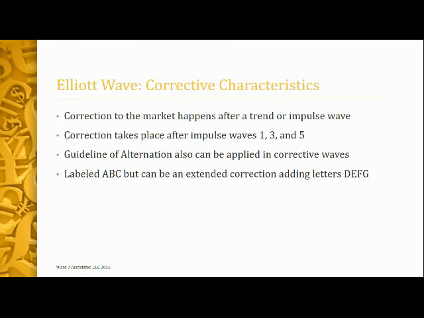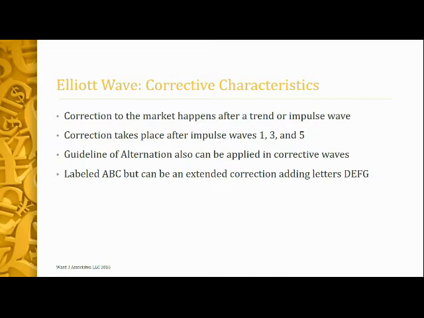Okay. Now, when you get into the corrective phases of the market, correction happens after a trend or impulse wave. So after you see the market trending for a while, let's say in an uptrend, the correction is going to trade against that trend. It's going to be a bearish short little trend. Okay. Correction takes place after impulse waves 1, 3, and 5. So wave 2 and 4 are theoretically corrective waves.